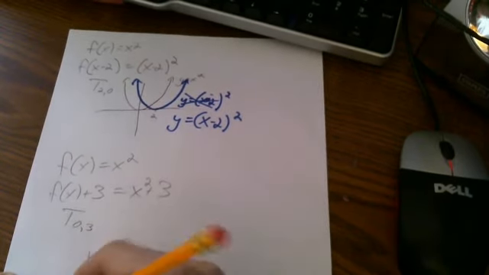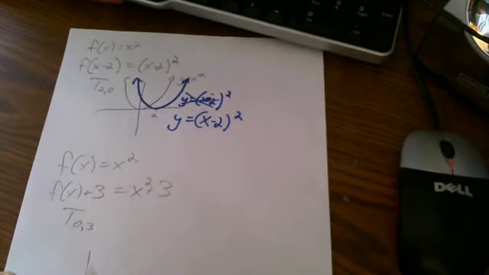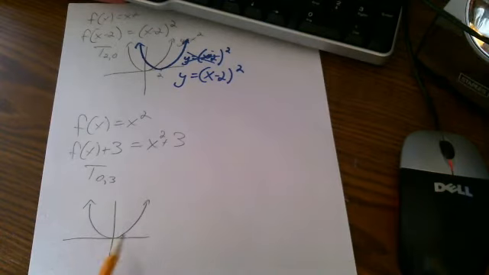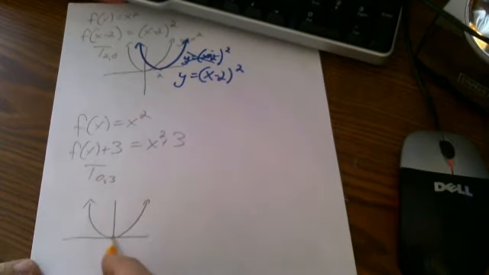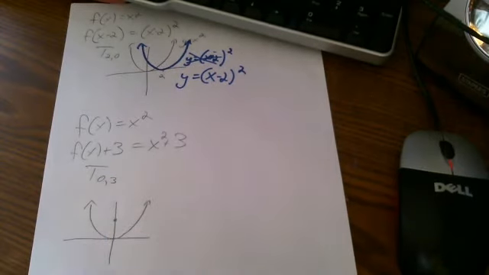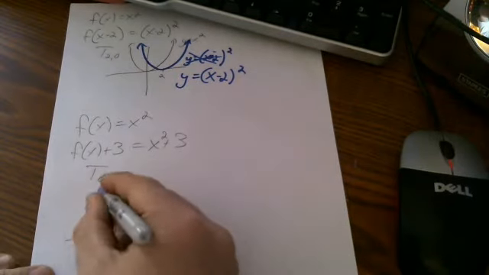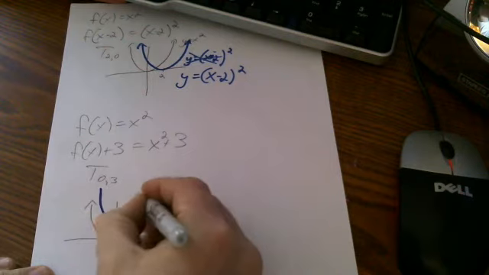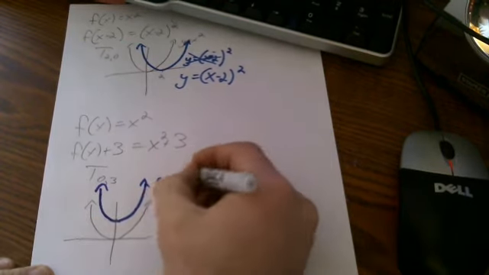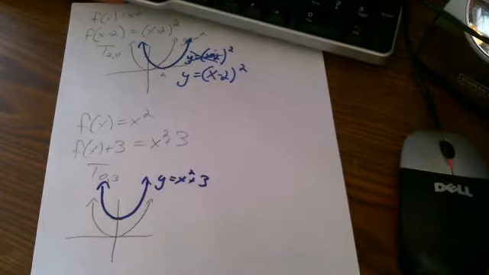So the graph of y equals x squared looks like that. And if I translate this up, my vertex here, which was 0, 0, is now at 0, 3. And here is the graph of y equals x squared plus 3.